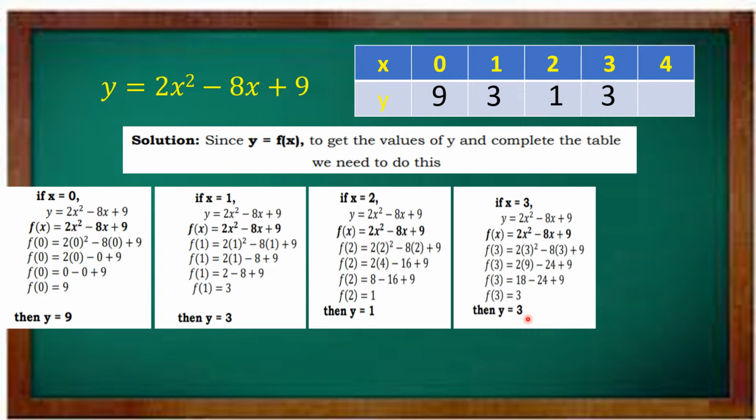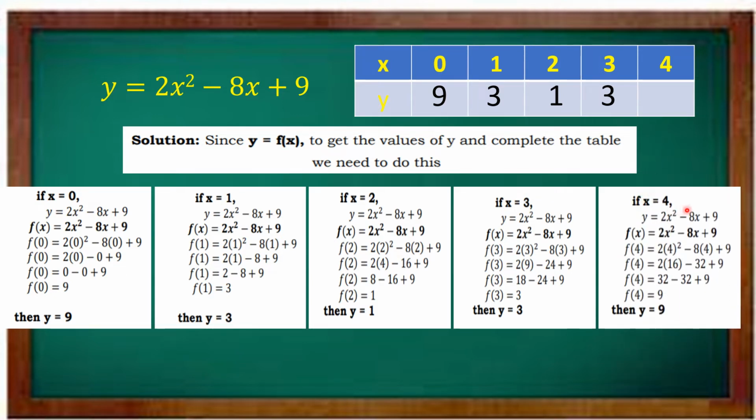Then let's have the fifth assigned value for x, which is x equals 4. If x is equal to 4, f of 4 is equal to 2 times 4 squared minus 8 times 4 plus 9. So f of 4 is equal to 2 times 16. Where did the 16 come from? From 4 squared. Where did this minus 32 come from? From 8 times 4. Copy plus 9. Then where did this 32 come from? From 2 times 16, which is 32. Then minus 32, that is 0. So the answer is positive 9.